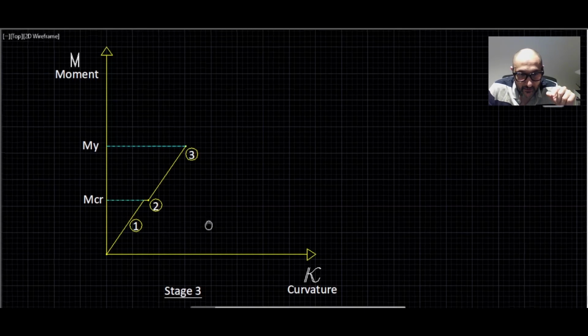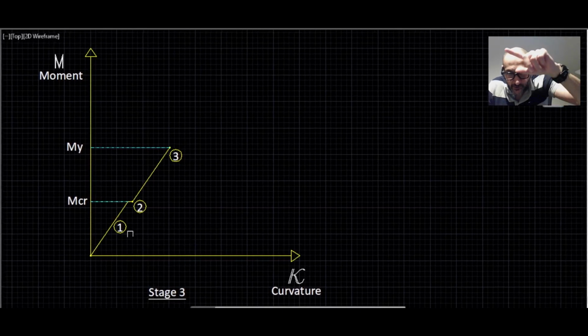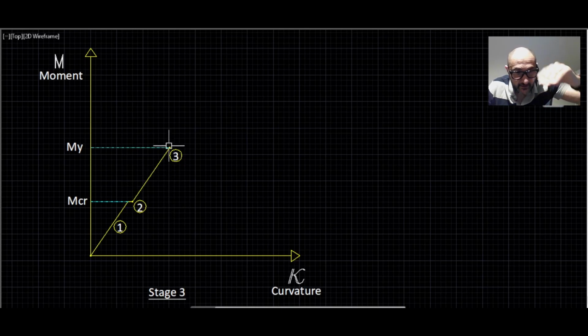So as we continue increasing the load, the beam is cracked, but it's still linear. Everything is still linear, and the moment curvature is still linear. And then we increase up until the steel yields, okay, at that point there. And the moment corresponding to that event, which causes the steel to yield, is called the yielding moment. And that could be written as M sub y.